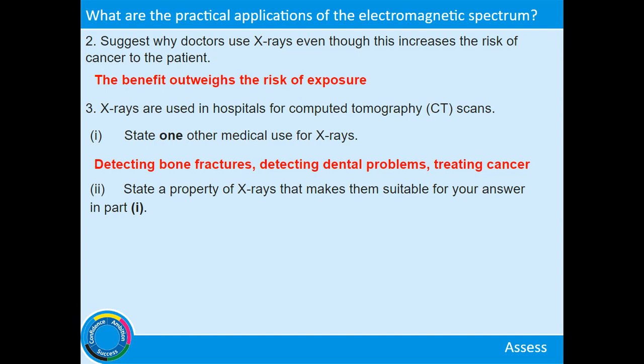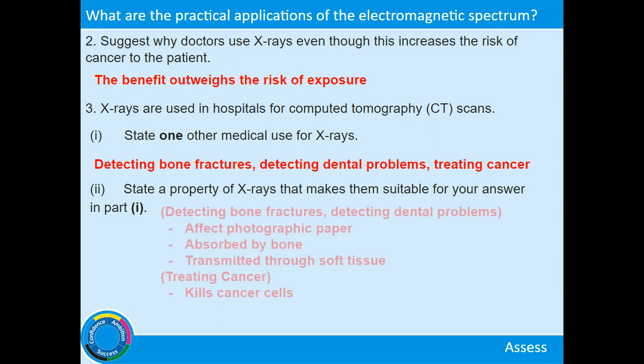So how do you answer the next question? What properties? Well, if you're talking about bone fractures or the dental problems, then your answer for that will be that the x-rays affect the photographic paper like light would, and that the x-ray is absorbed by the bone and transmitted through soft tissue, and that's why the bone shows up on the paper or the image. If you said that it treated cancer, then the answer that you would put down is that it's good for treating cancer because x-rays kill cancer cells. Kind of simple, isn't it?